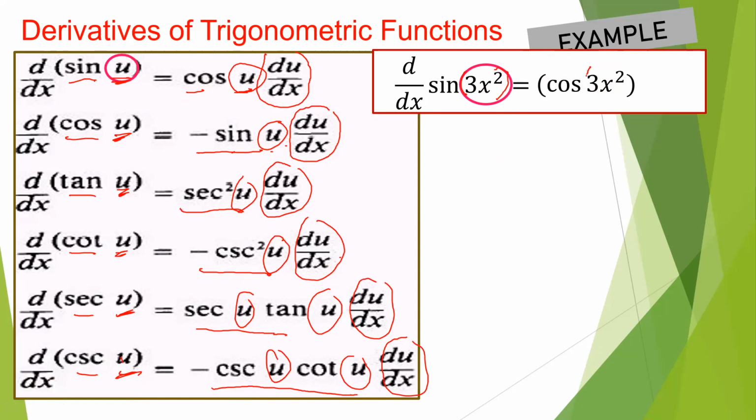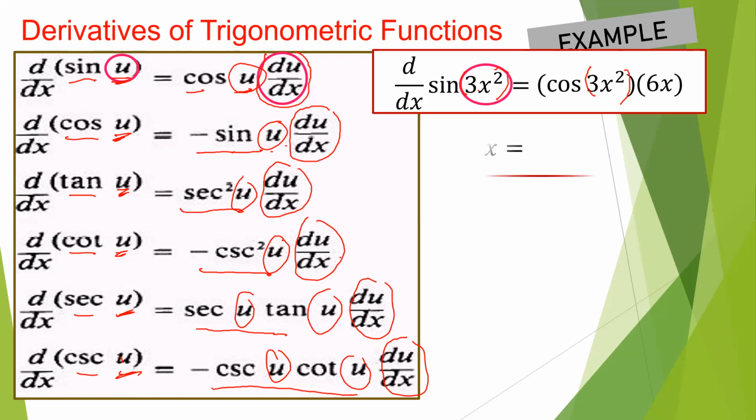Tapos, syempre, meron pang nakakalimutan yung derivative ng u with respect to x. So that means we need to include this factor. So importante yun, no? So what's the derivative of the u? Ang u natin, itong na-encircle natin na expression, derivative is 6x. Okay. So that means ang ating derivative ay 6x cosine of 3x squared. Pwedeng ganun yung pagkasulat sa kanya.